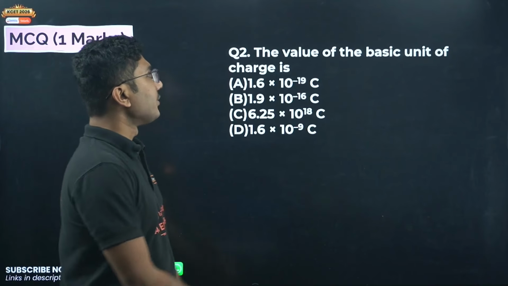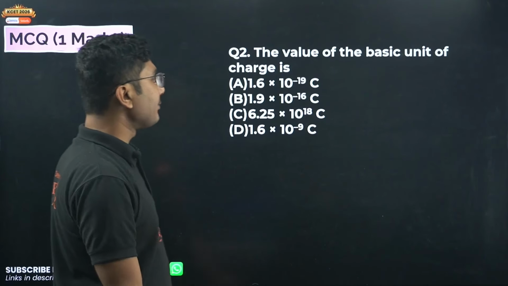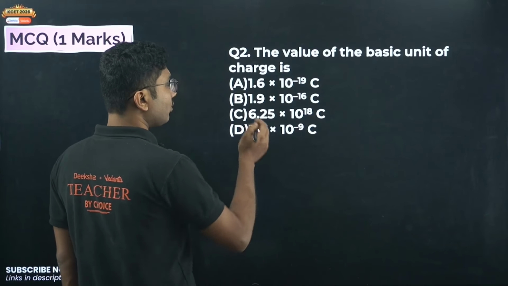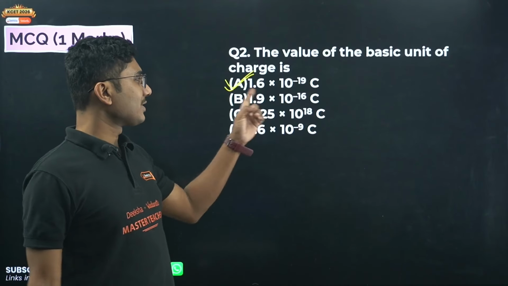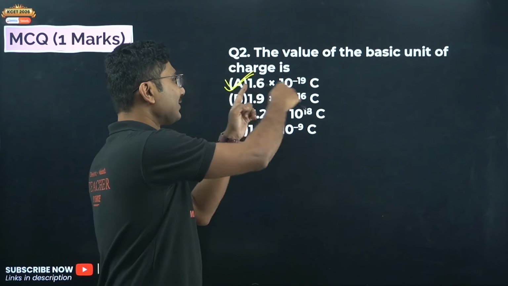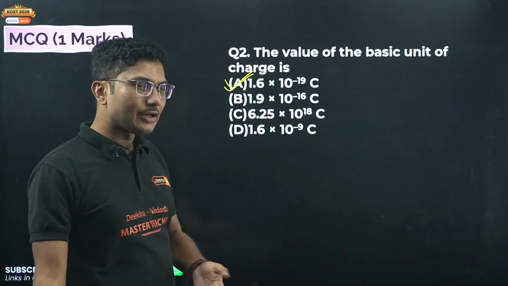Next question: the value of the basic unit of charge is. The basic unit of charge is the charge of 1 electron, that is 1.6 into 10 to the power of minus 19. Now if you see the options, they have cleverly given 1.9 into 10 to the power of minus 16. So they just swapped the 6 and 9. So be careful, it's an easy question.